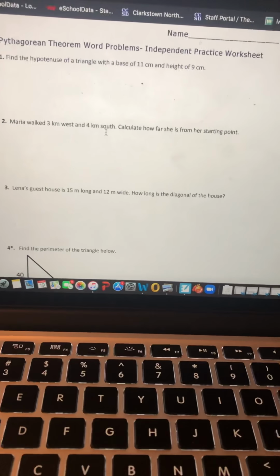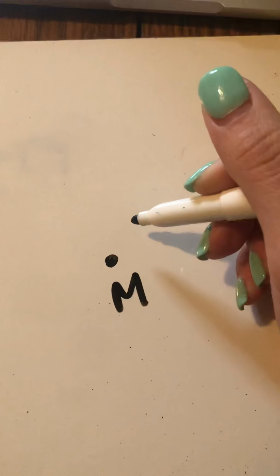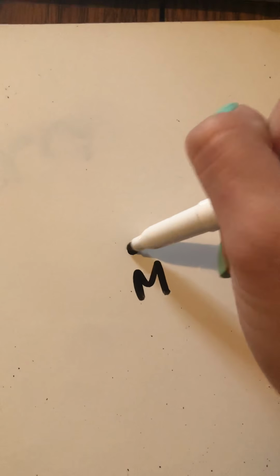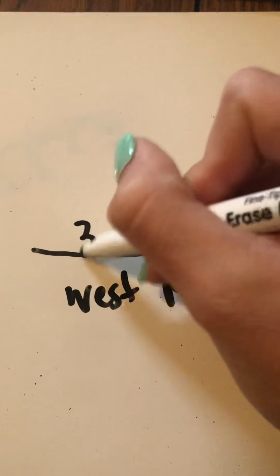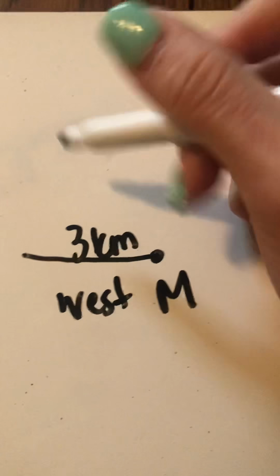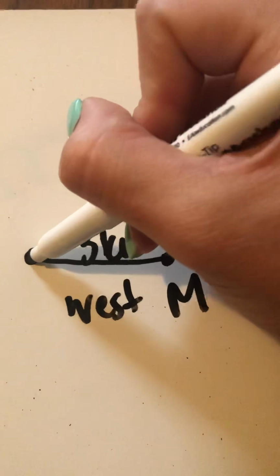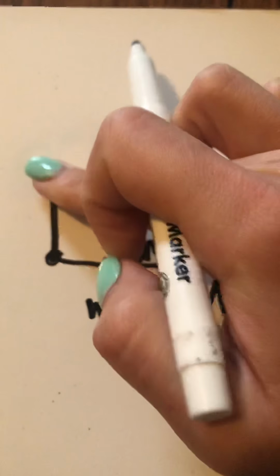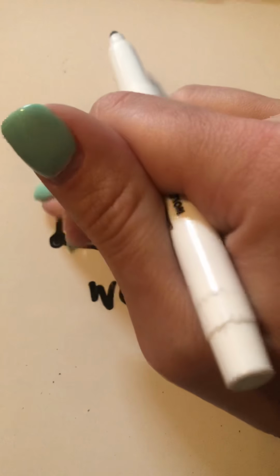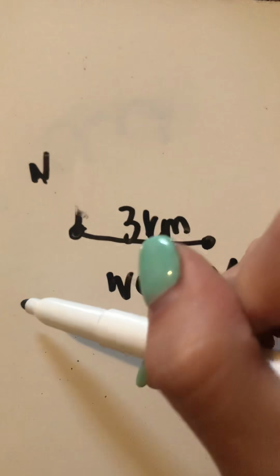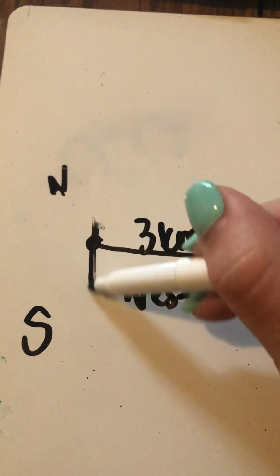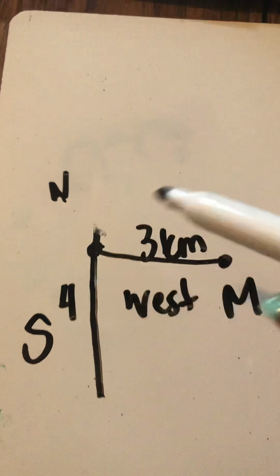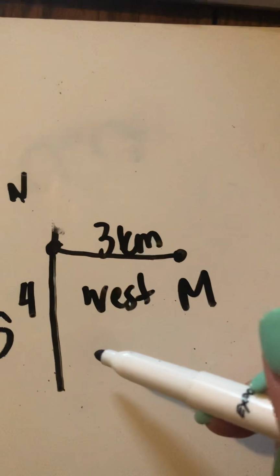All right, so 3 kilometers west and 4 kilometers south. So if Maria's here, she's walking 3 kilometers west. West is this way, right? This is 3 kilometers. And then she goes 4 kilometers south. Oh, south is the other way. This is north. North, south. Okay. East, west. All right, so south down here. This is 4 kilometers. Okay, we want to know how far she is from her starting point.